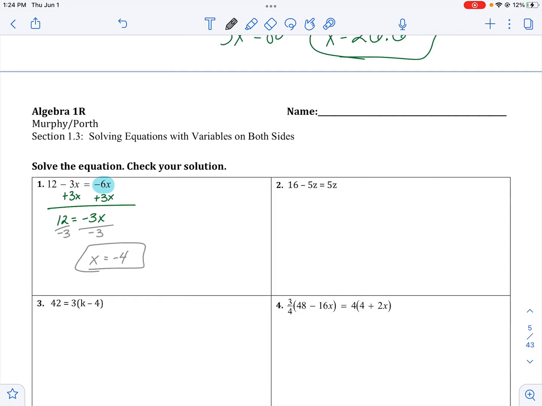All right, why don't you take a look at number 2? You will get a decimal answer, but that's okay.